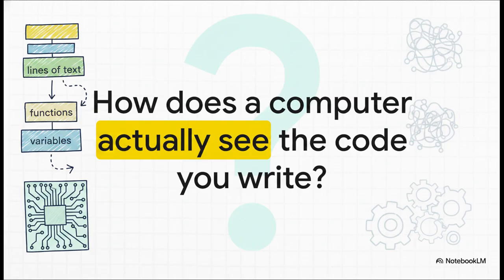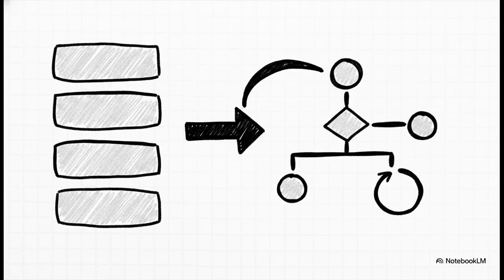When you sit down and write a program, you see text, right? You see functions, you see variables, but what does the machine see? What kind of structure is it following to get from point A to point B? Because it's not just seeing a simple list of instructions to read from top to bottom. It's actually seeing a whole network of pathways.